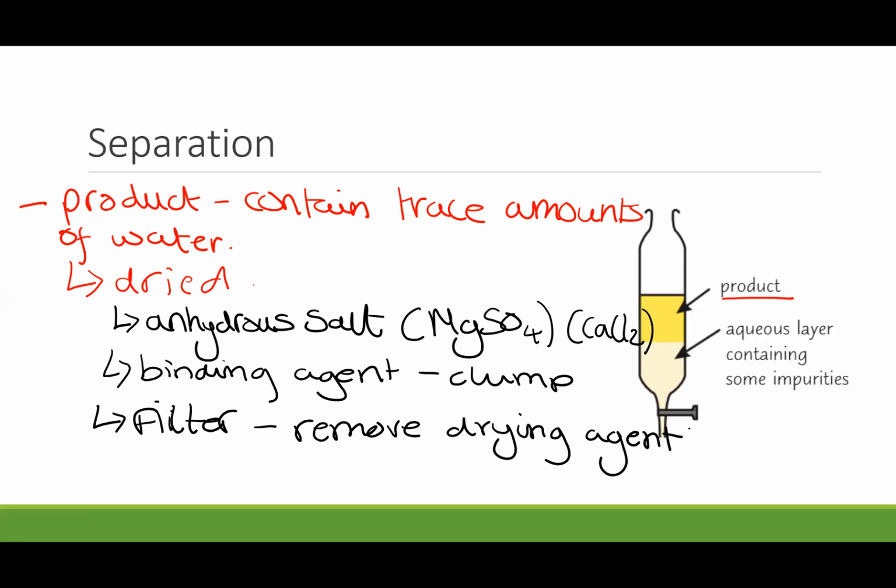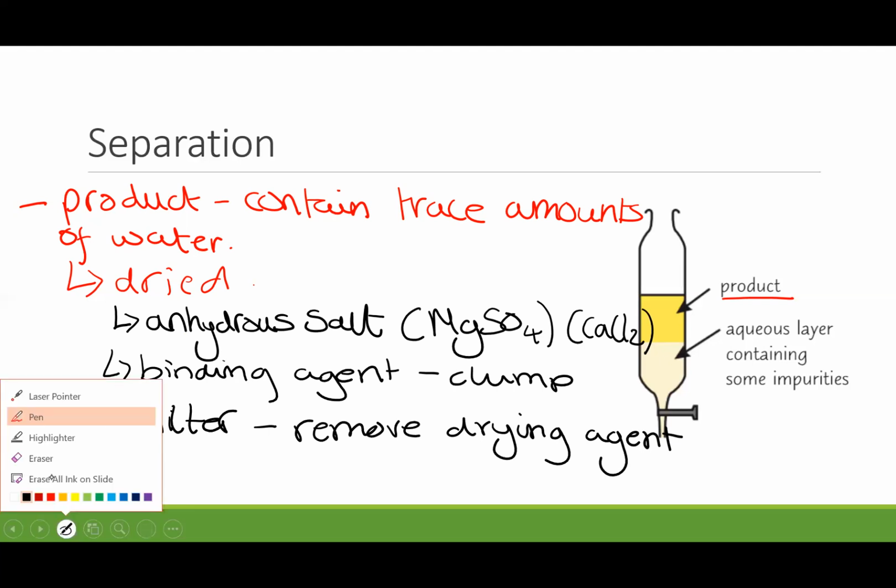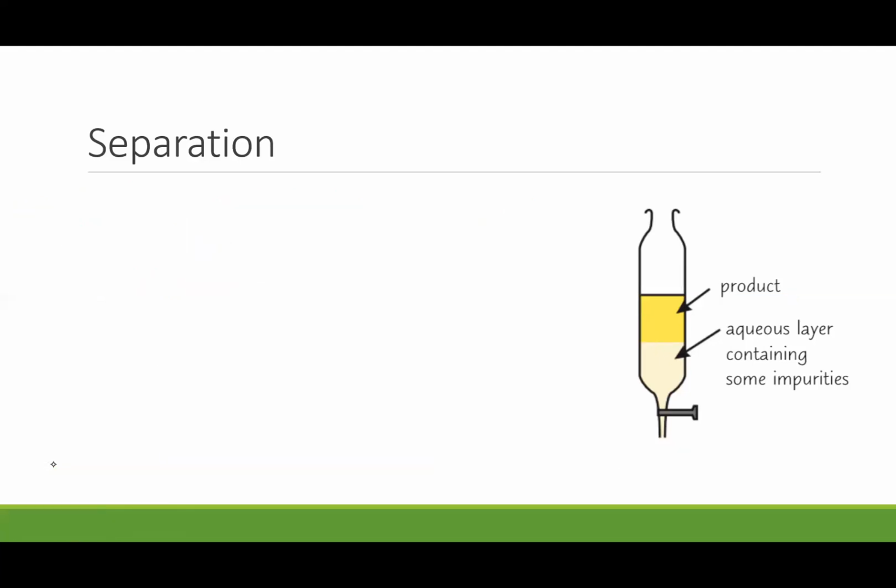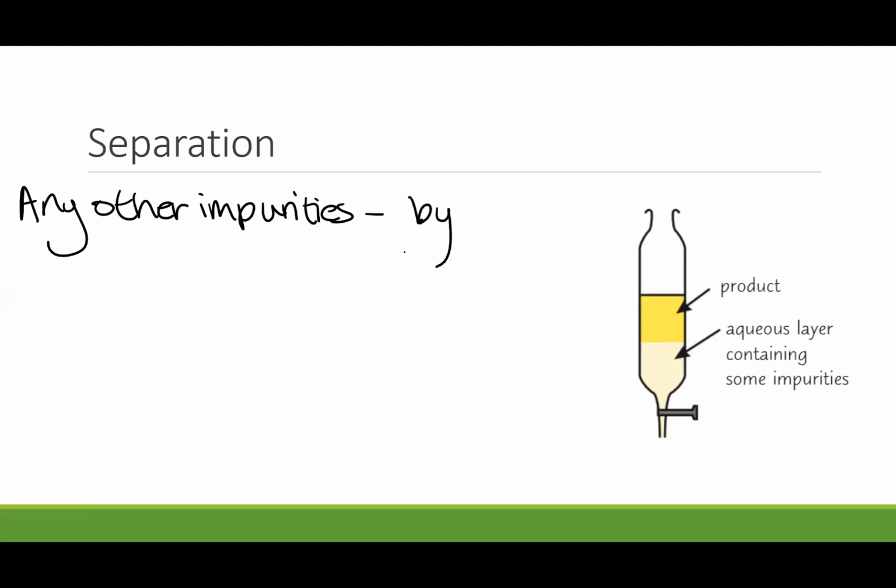If you are then left with any other impurities other than water, what you can then do is wash. So any other impurities left, you can get rid of those by washing. So the product of a reaction could be contaminated with leftover reagents or unwanted side products. And so you can remove some of them by washing. And what we mean by washing is adding another liquid and shaking it.